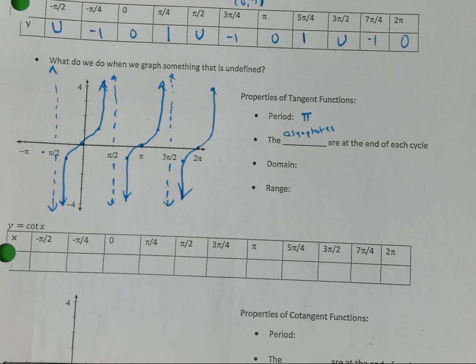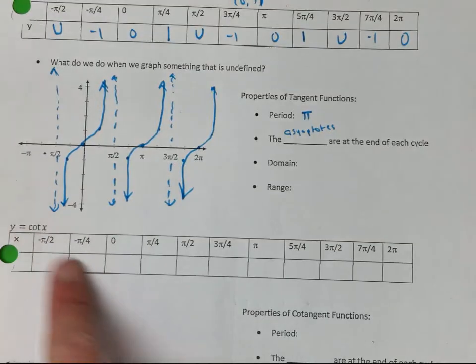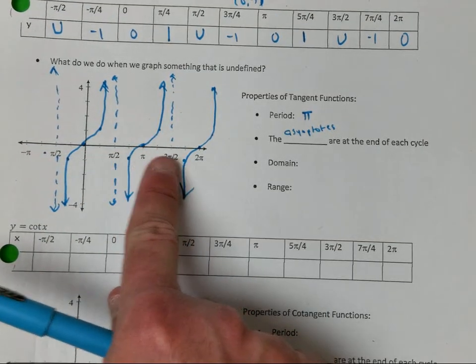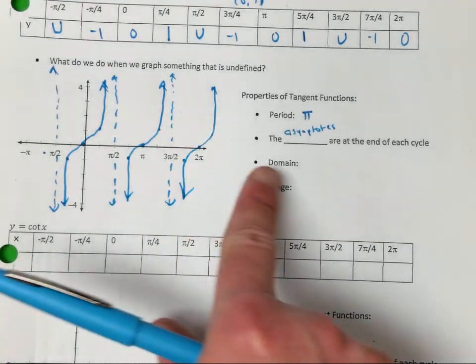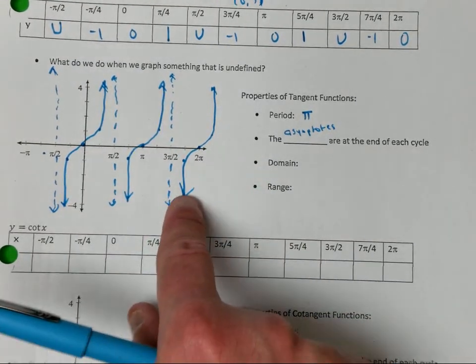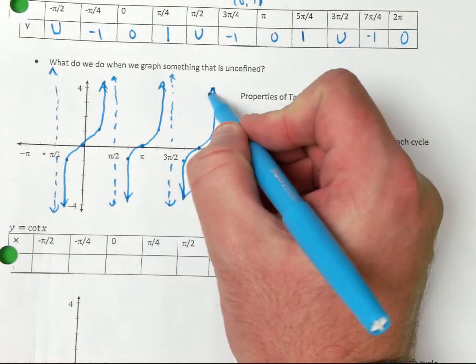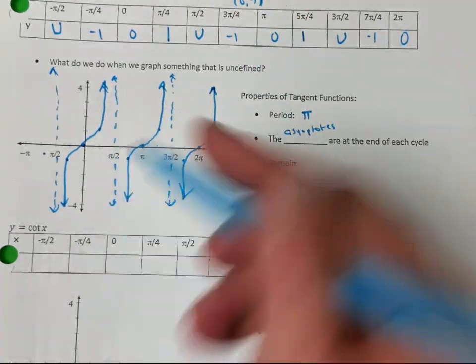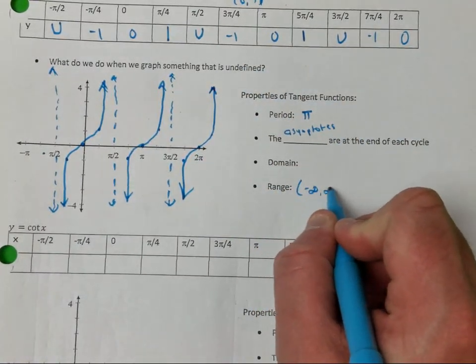Now, on sine and cosine, the domain was all real numbers. But here, do you think the domain is all real numbers? No, because you have asymptotes at pi over 2 intervals. But before we get to the domain, let's look at range. It does have end behavior, which sine and cosine didn't. It keeps going to positive infinity and negative infinity. So, range is all real numbers.